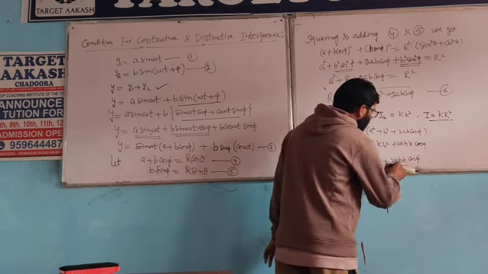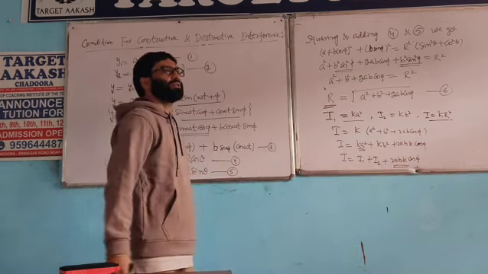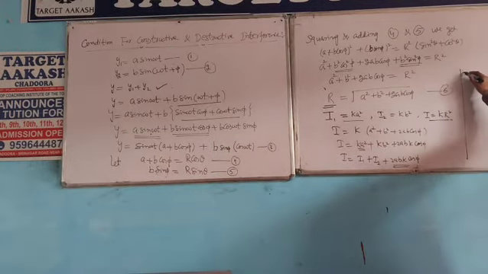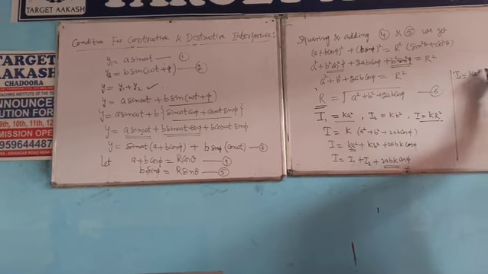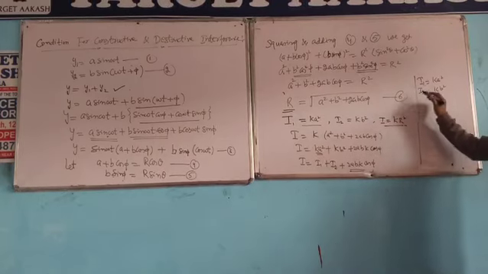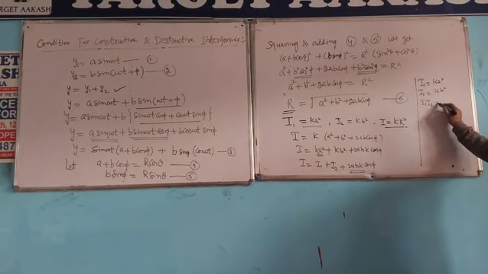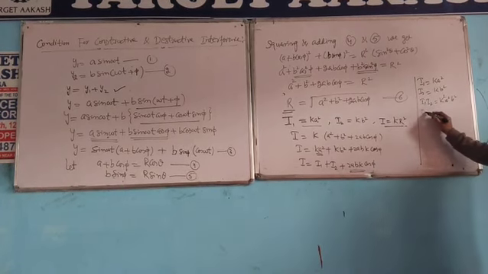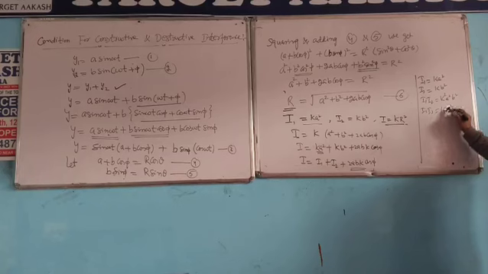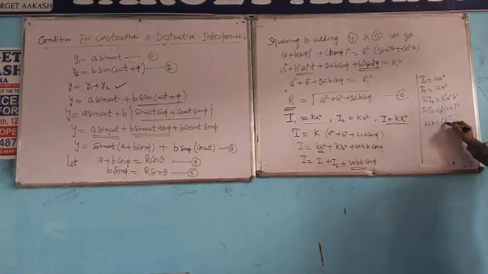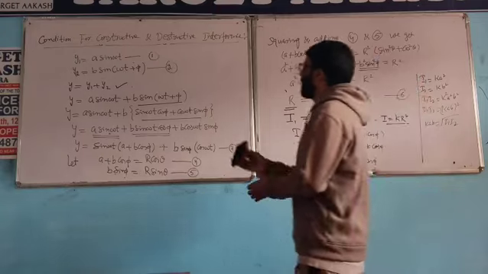Now I have to find what this last factor is. The intensity of wave 1 is K a squared, and the intensity of wave 2 is K b squared. If you multiply I1 and I2, you get K squared a squared b squared. You can write I1 I2 as K a b whole squared. So K a b is simply the square root of I1 I2.